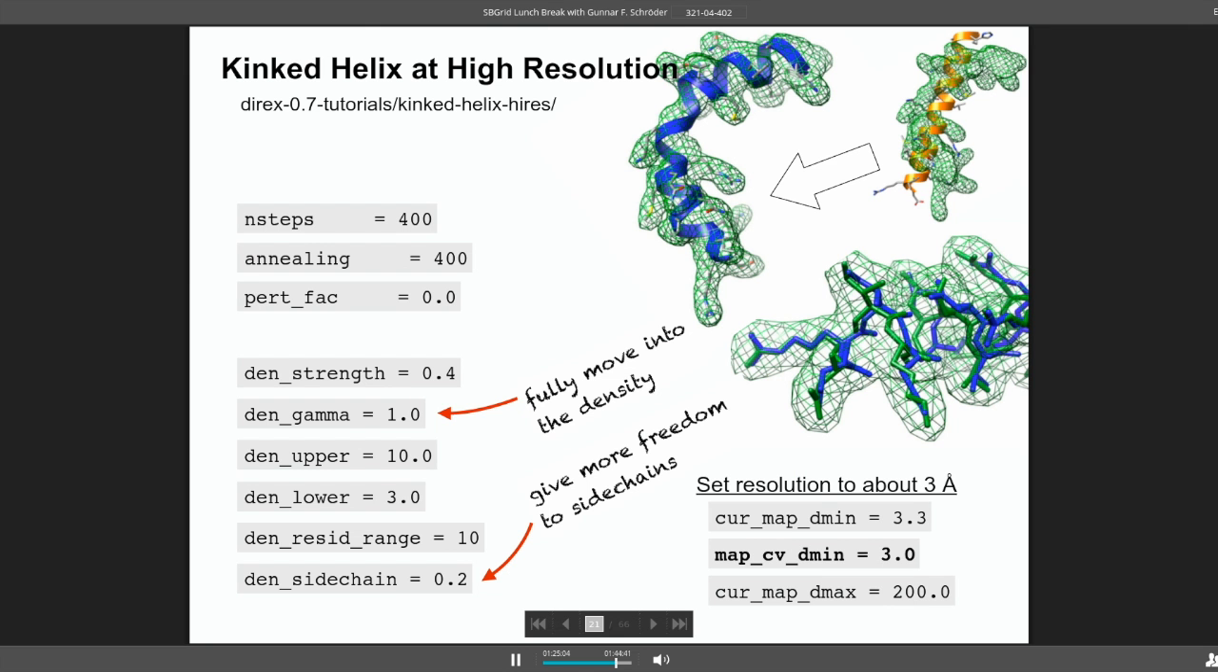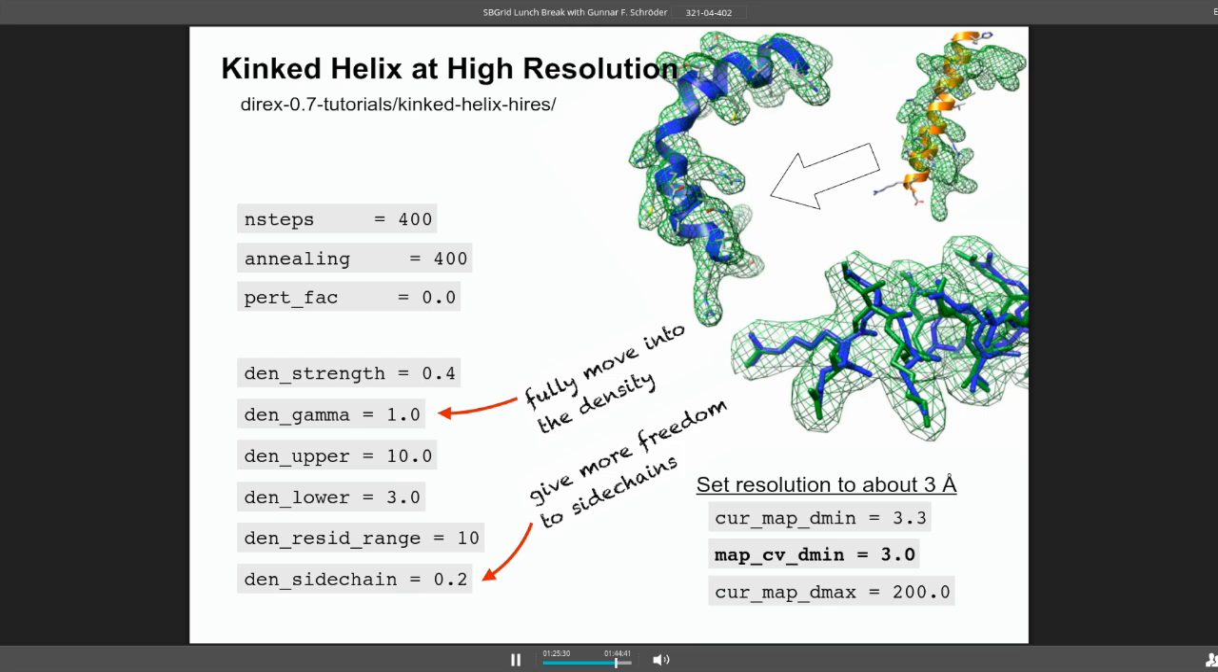Just quickly, what you would change, for example, if you go to high resolution: in the same kinked helix example here at high resolution, the only thing that you change basically is the gamma value. I set this here to 1. If the resolution is high enough, you don't really need any reference model anymore. You can just completely fit your model directly into the density.